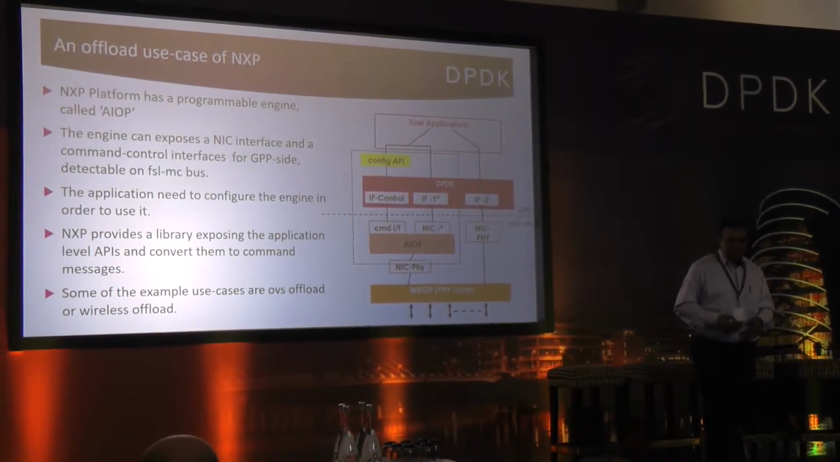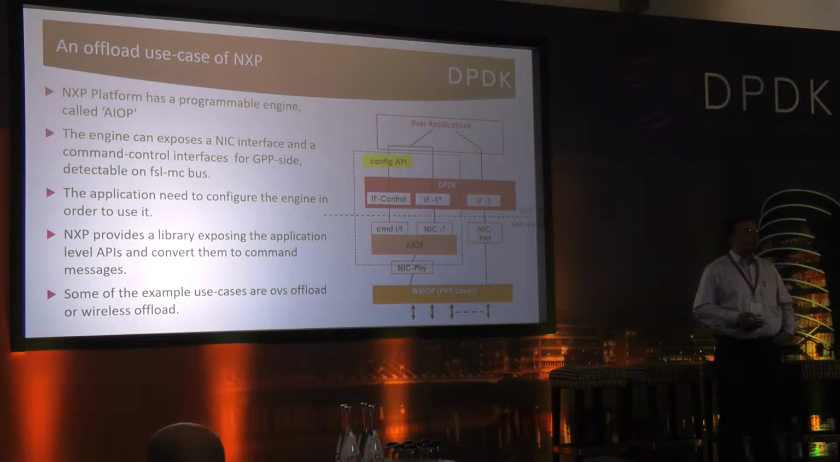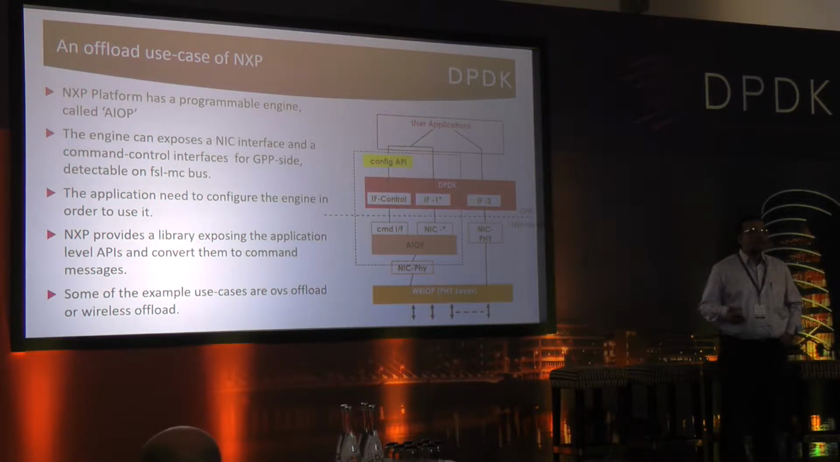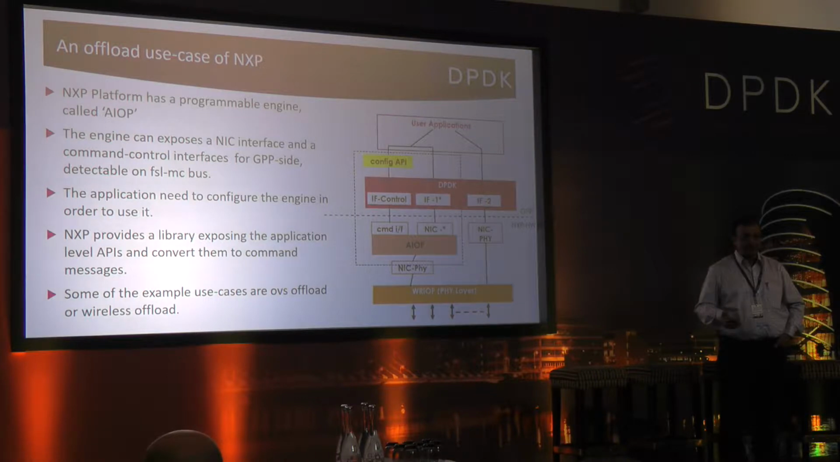One such example is one of the NXP use cases. In this use case, we have a programmable engine called AIOP. There are NICs which are directly connected from the bus to the DPDK. And then there is an AIOP, which is a programmable engine. That engine can optionally expose a NIC interface and a command control interface for the GPP side. All these interfaces are detected on a bus for the GPP.